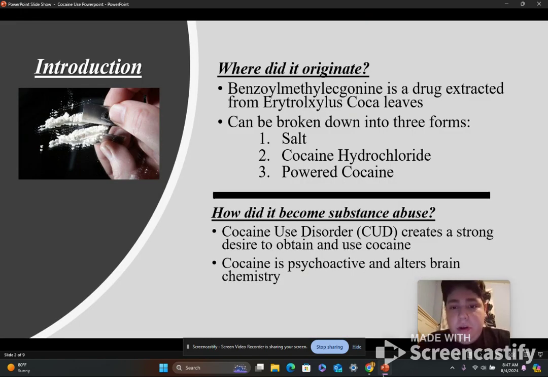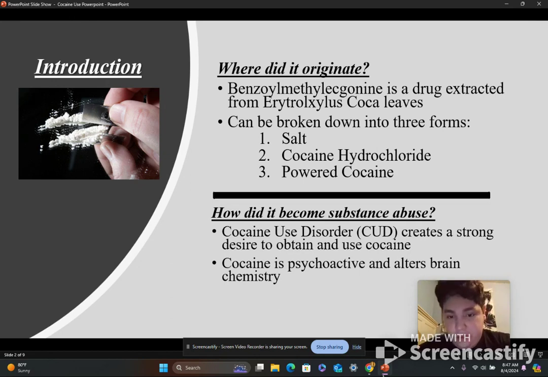Introduction. Where did it originate? Benzoylmethylecgonine is a drug extracted from the Erythroxylum coca leaves, and it can be broken down into three separate forms, which is salt, cocaine hydrochloride, and the one we were talking about more so is powdered cocaine.